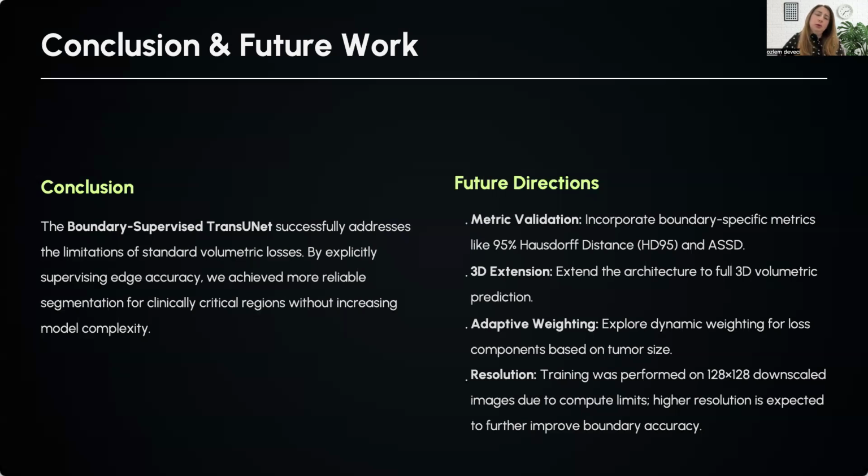For future work, I plan to validate these results using distance-based metrics like Hausdorff distance. I aim to extend this architecture to fully 3D volumetric prediction, currently slice by slice. I also want to explore adaptive weighting, where the model dynamically adjusts the importance of the boundary loss during training.